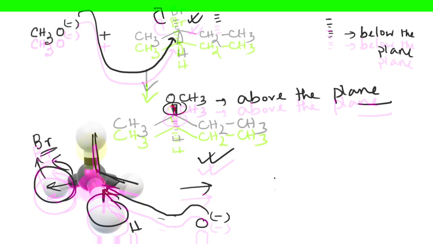Understood? So we will get the product in which the OCH3 group is attached from above the plane, as SN2 reaction is occurring and the attack is occurring from the backside. Clear?